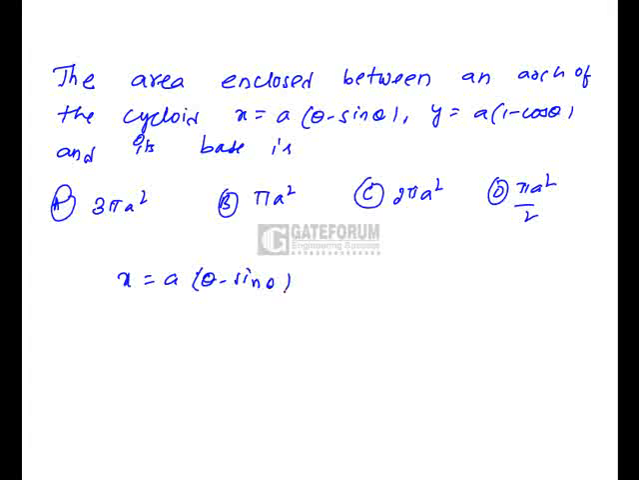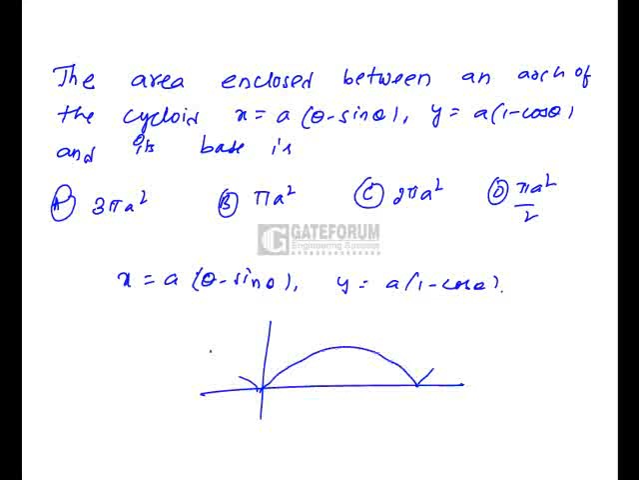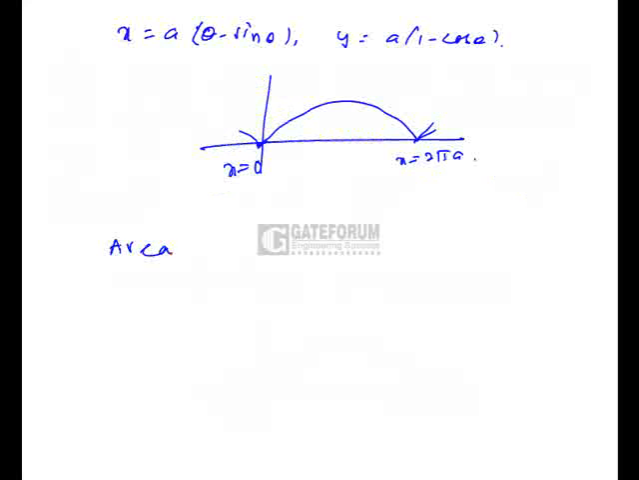Area between the arch enclosed by the curves x equals a times theta minus sin theta, and y equals a times 1 minus cos theta, and the horizontal. Now, if I draw the arch, it will look something like this, and x varies from 0 to 2 pi a. We'll integrate the area between these limits. So area will be the integral from 0 to 2 pi a of y dx.